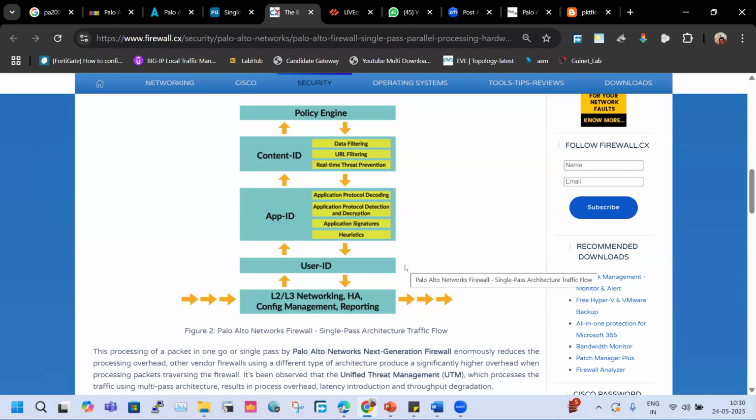Sometimes we have a web server installed in the external DMZ zone, so a public IP is being NATed. Someone, an external user, is trying to access my web server because I installed this server with a public IP. In that case, user ID will not come into the picture.